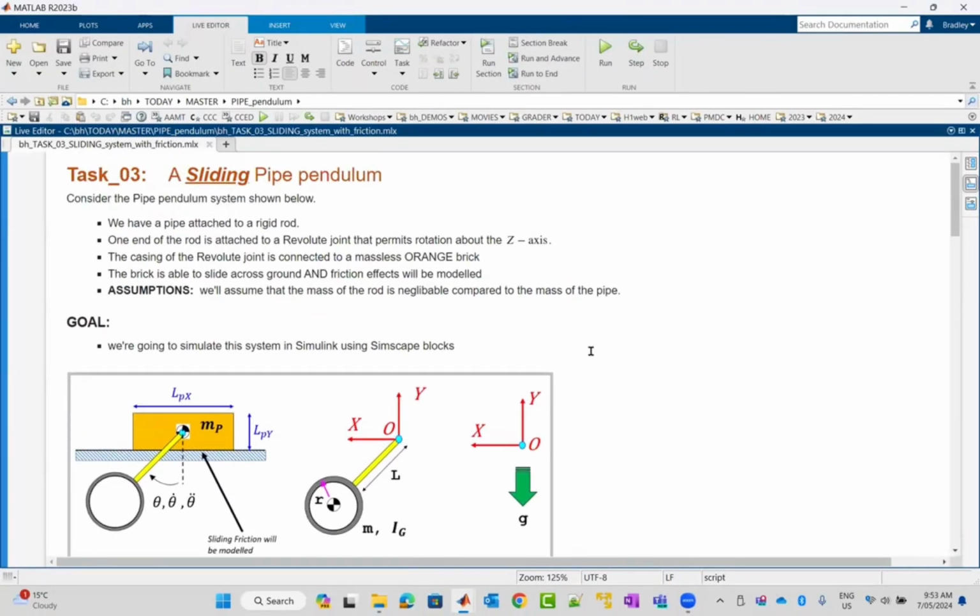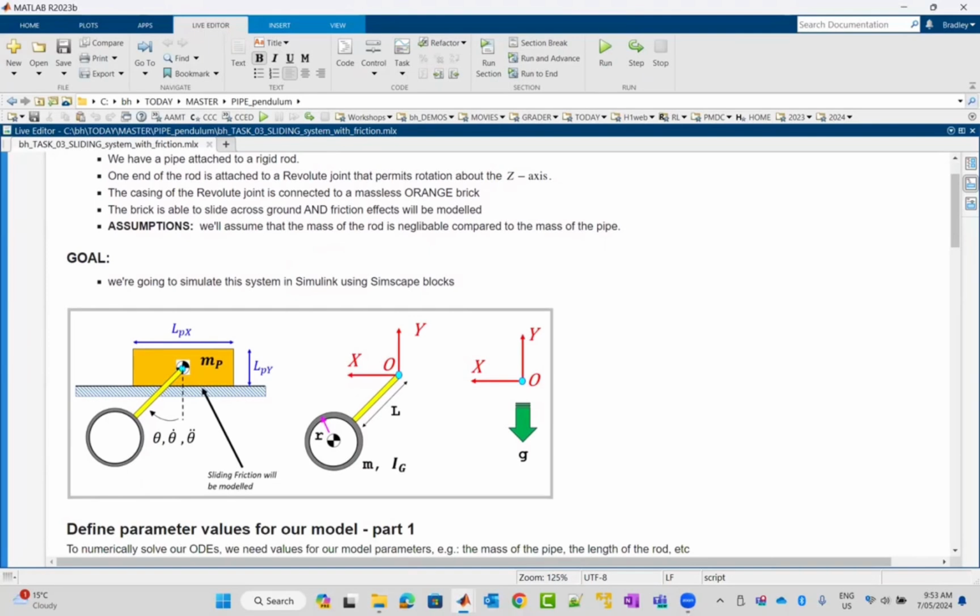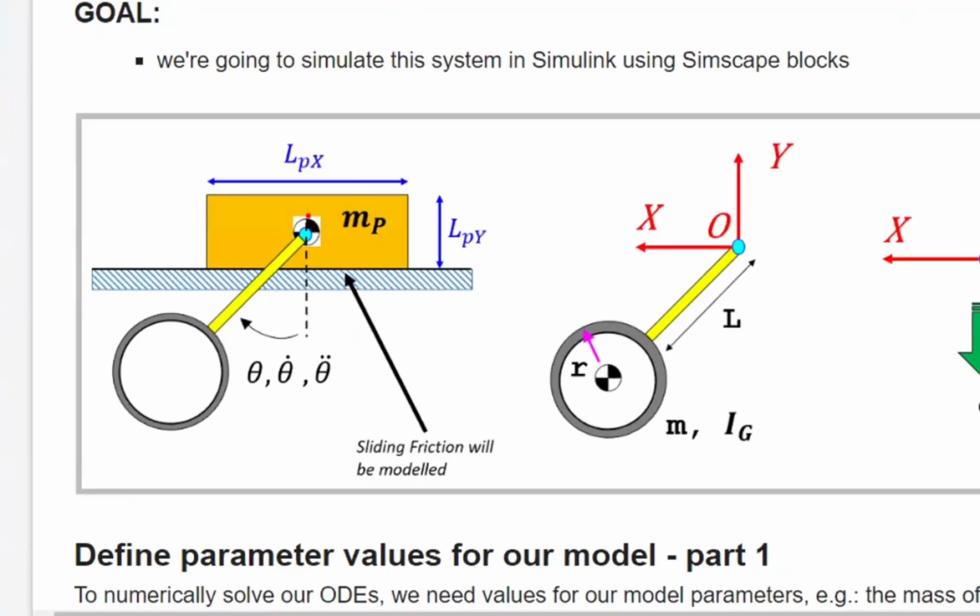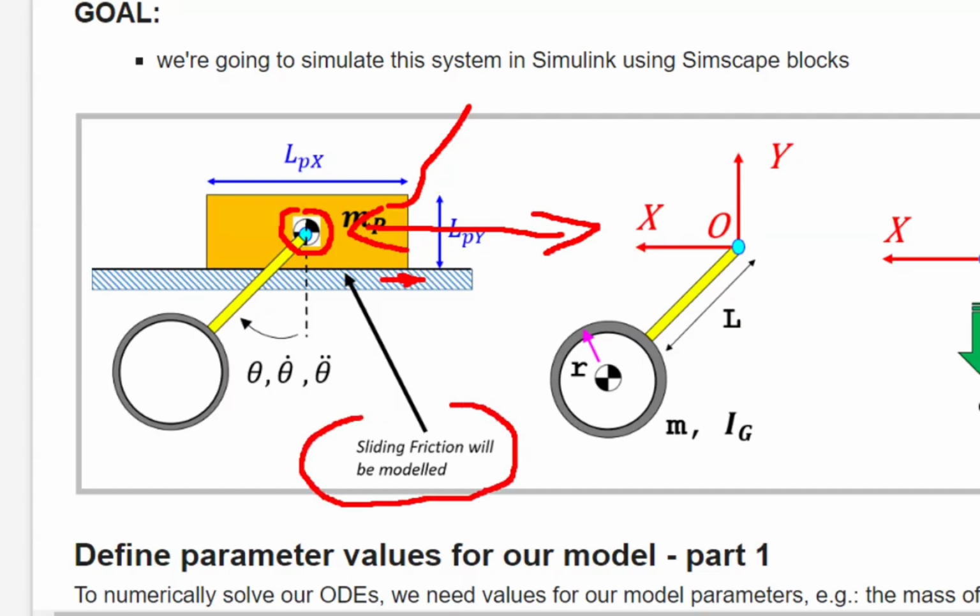Alrighty. In this task, we're going to look at a variant of the pipe pendulum. What's changed from the original system that we analyzed is that the pendulum is now attached to another mass, the orange mass. It still has the revolute pivot point, so that hasn't changed. But we're going to incorporate friction, such that this orange mass is free to translate in the horizontal direction. When it does try and move, there will be a friction force exerted onto that orange mass.